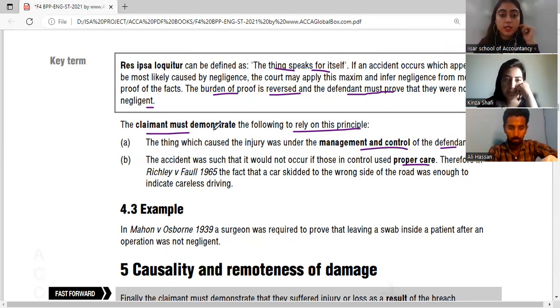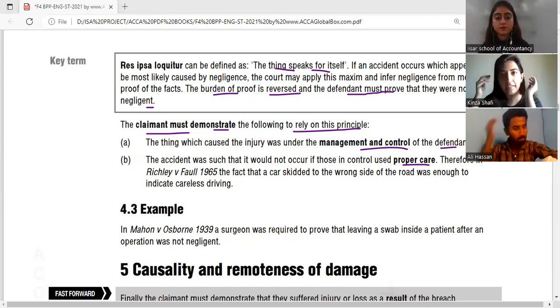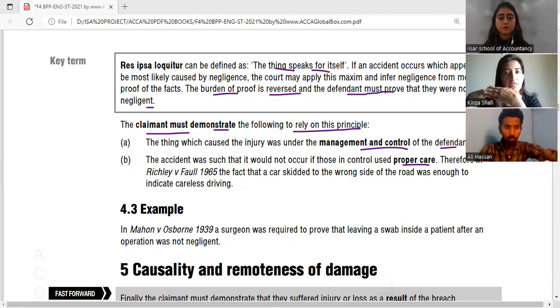What are they saying? Please explain. They're saying that, for example, if I have seen an accident and the car was coming the wrong way, I don't need any other evidence. I don't need to check the CCTV camera to see how the driver was driving. It is very obvious that the car was coming the opposite way. If the car has skidded to the wrong side, that clearly indicates that the driver was not driving properly. So we don't need any other evidence.